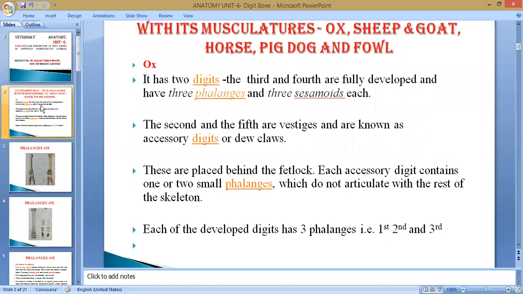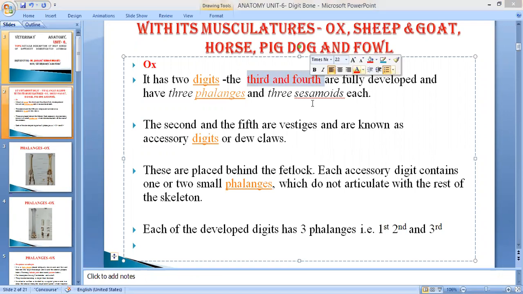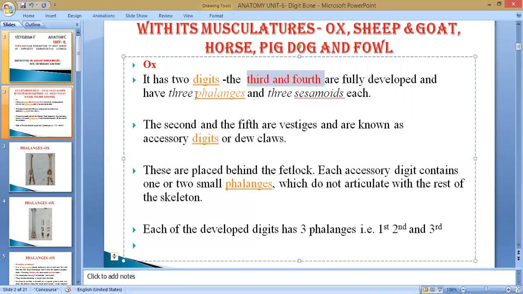So in the case of the ox, 2 metatarsals or metacarpals are well developed, others are rudimentary. Accordingly, the digits come in contact with the metatarsal and finally with the ground. So there are 2 digits, third and fourth, which are well developed, as we have already seen in the metatarsal, and each digit contains 3 phalanges and 3 sesamoid bones.